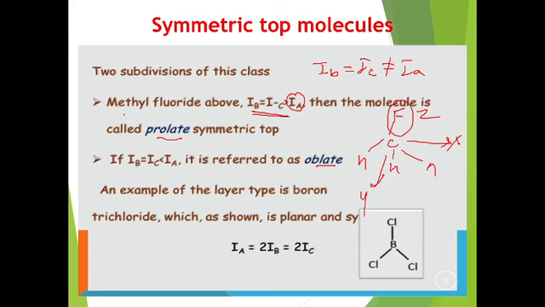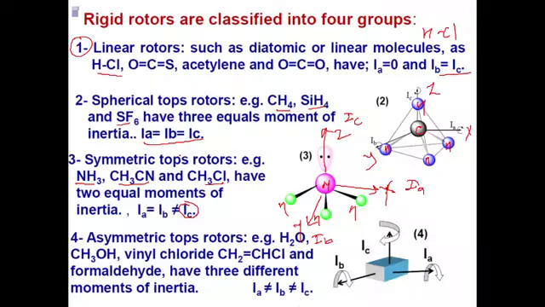The example is methyl fluoride. Second one, if IB is equal to IC which is less than IA, that is called an oblate. Example is BCl3, boron trichloride. In that case, IA is greater than IB and IC. These are the two types of symmetric top, oblate and prolate.